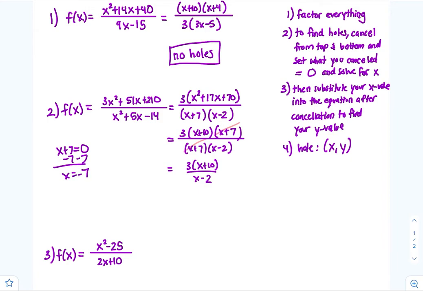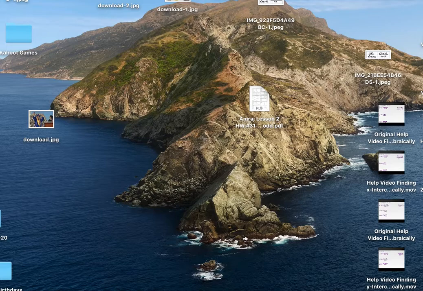Now it says, then substitute your x value into the equation after cancellation. And this is the equation after we canceled. So our y value will be 3 times negative 7 plus 10, over negative 7 minus 2. 3 times negative 7 plus 10 is 3. Negative 7 minus 2 is negative 9. 9 over negative 9 is negative 1.